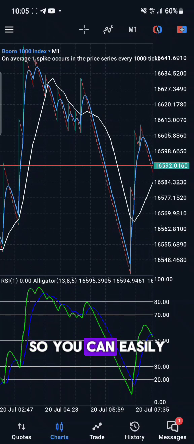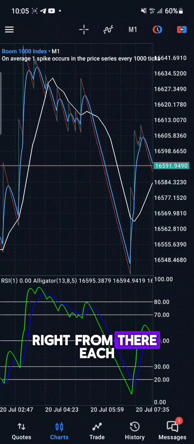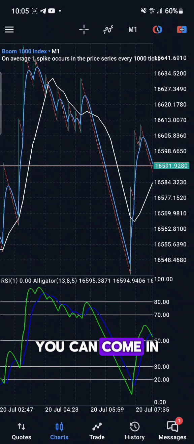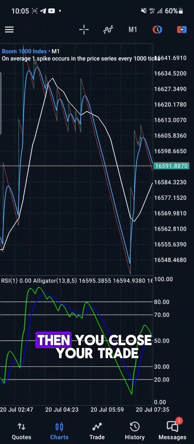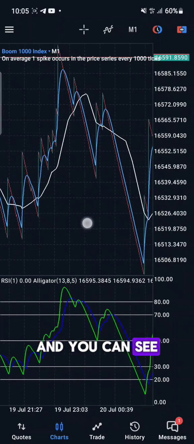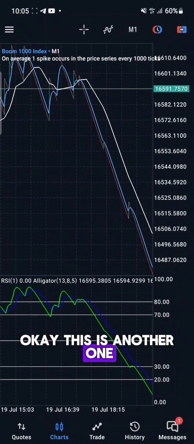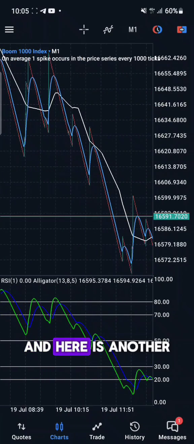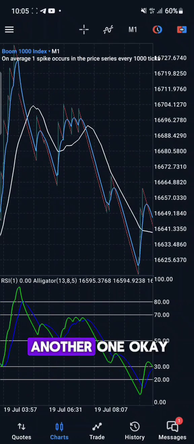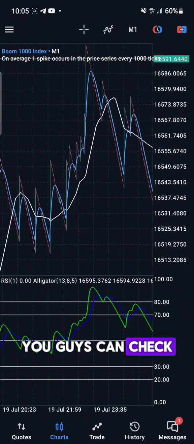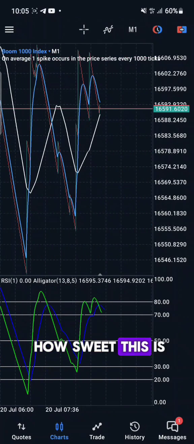So you can easily come in and pick 5 to 10 minute candles. Right from there, each time you notice this, you can come in and pick 5 to 10 minute candles, then you close your trade, and you can see this happens like that several times. This is another one, you can see it, and here is another one, and here is another one. So you guys can check this out and see how sweet this is in trading.